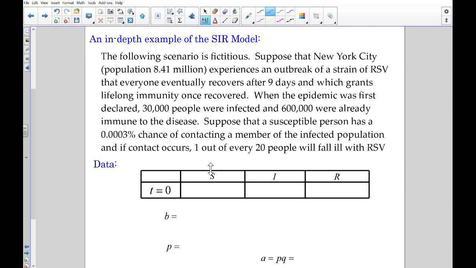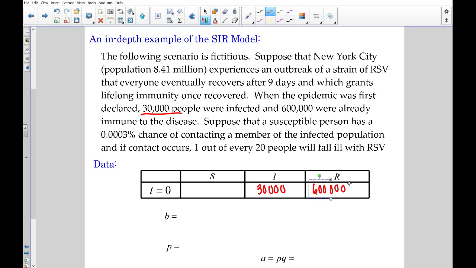Just organizing the data here. The infected population: there are 30,000 people in the infected population. And then the recovered: it said they were already immune to the disease. That's actually the same as being in the recovered population because if you're in the recovered population, you're granted lifelong immunity. So this is 600,000.